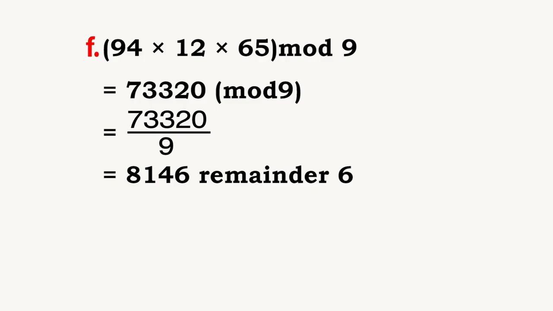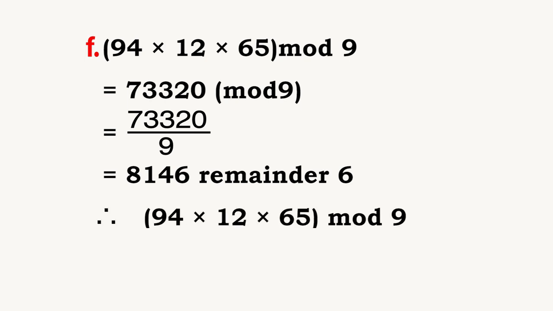Then we add the other last number, which is 0. So we have 80. Now 80 divided by 9 will give us a remainder of 6. And that is how we are getting our answers. So finally, we have 94 times 12 times 65 mod 9 to give us 6 mod 9.